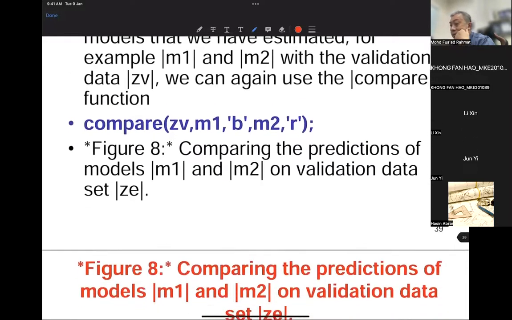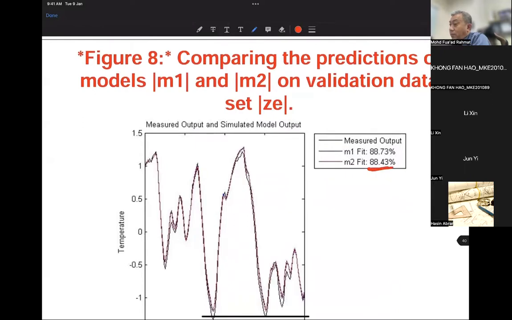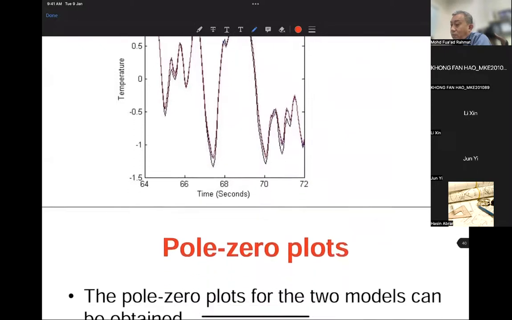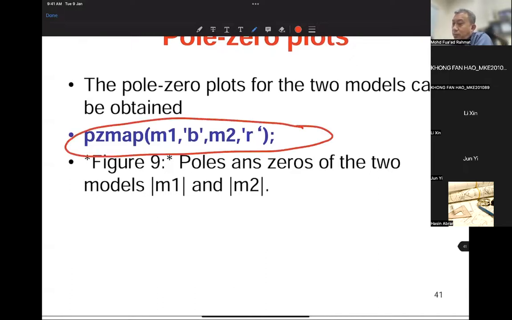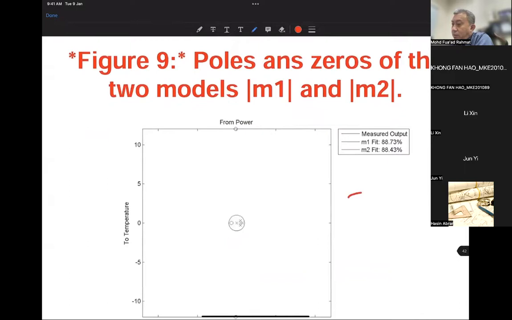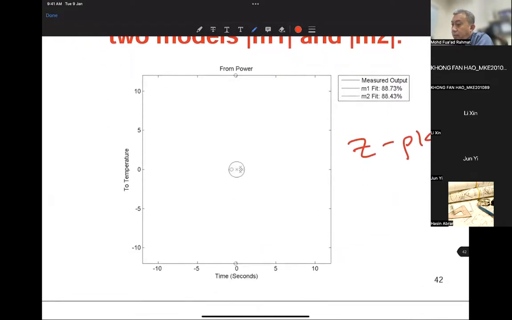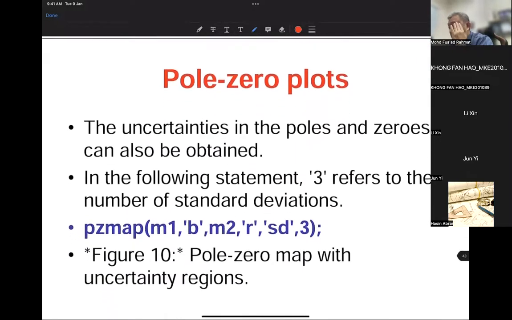Then we compare with another ARX model, with numbers other than 223. It gives you about 88.43, the first one 88.73, and also gives a good agreement. And then we see the distribution of the poles and zeros at the mapping of the Z plane. So this is a Z plane. You can see that this one is a unity circle. Then inside the unity circle are the poles and zeros of the unknown system of the hot air blower system.